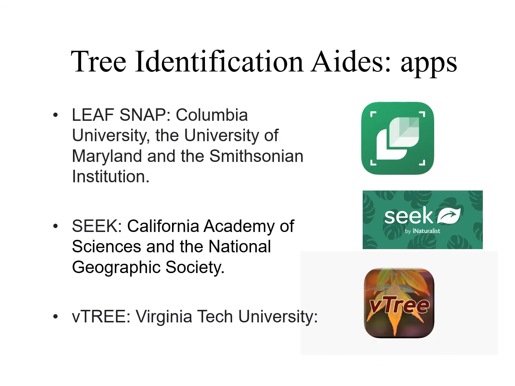Some really great apps are coming out that you can use for tree identification. Leaf Snap is very popular. A new one by iNaturalist called Seek uses your smartphone technology. You hold your camera phone up to the plant and it'll give you possible identification matches. And of course, Virginia Tech, we already mentioned their dendrology website, also has an app called vTree.